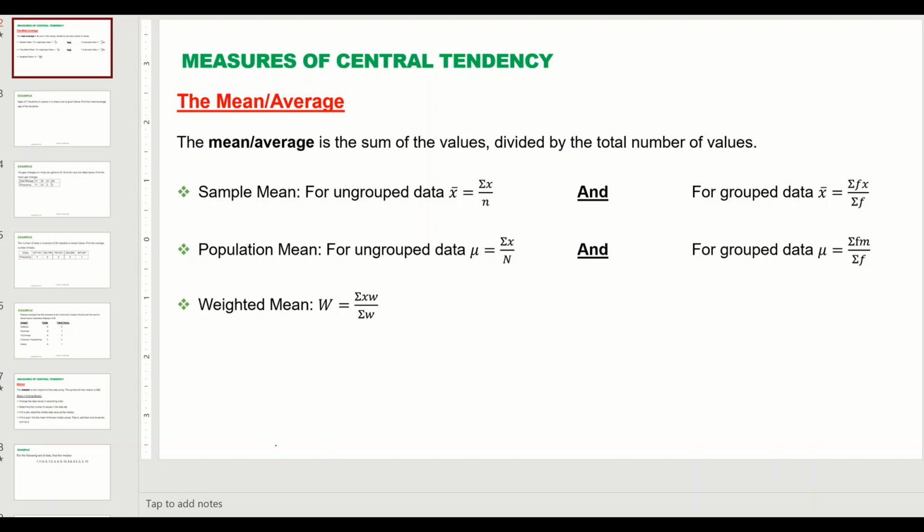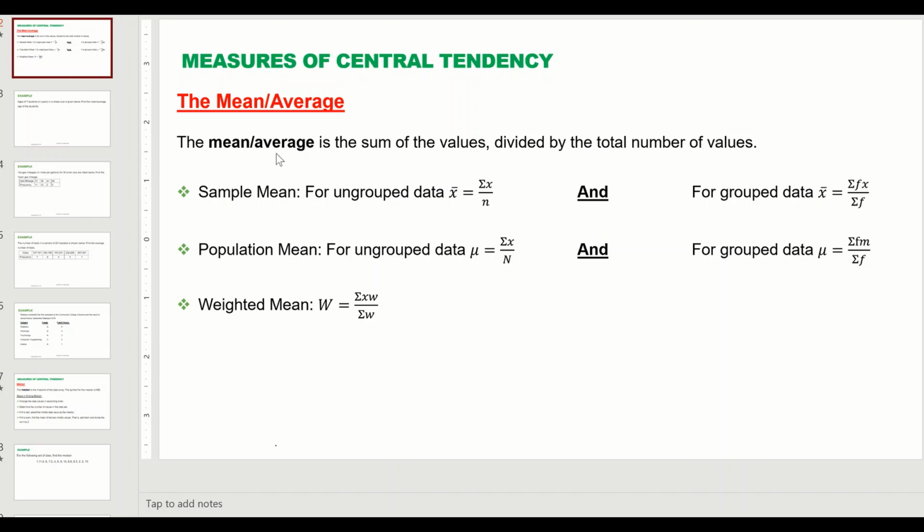Hello everyone, welcome to this short presentation on the average or mean. It's one of the central tendencies that we are looking at. First, we are going to look at the formulas to calculate the mean or the average, and we are looking at the formulas depending on different situations here.